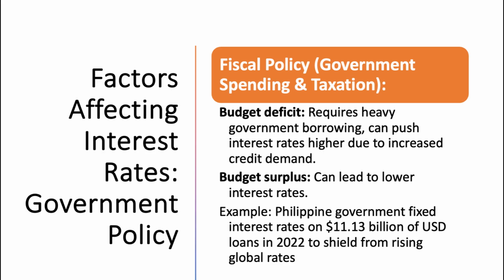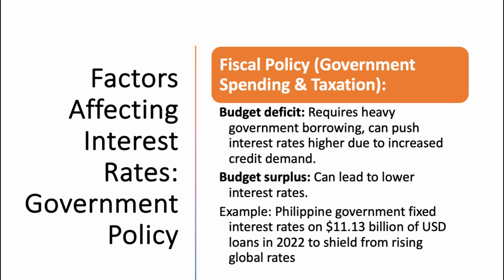To cover this gap, it needs to borrow heavily, usually by issuing bonds. This increases the demand for credit, which can push interest rates higher because both the government and private borrowers are competing for funds. On the other hand, if the government has a budget surplus, meaning it collects more revenue than it spends, borrowing needs are reduced. This can ease the demand for funds, often leading to lower interest rates.